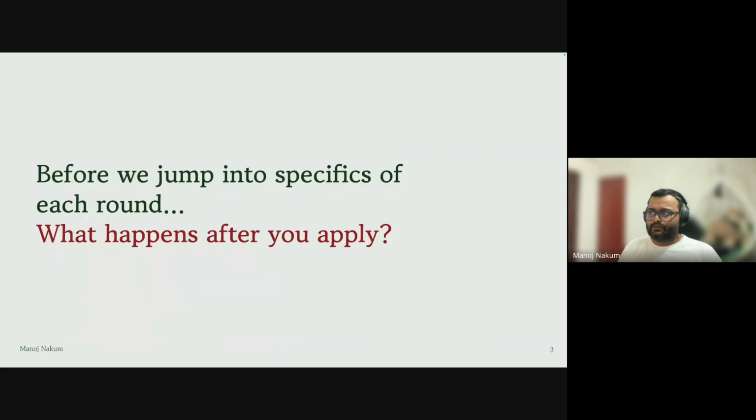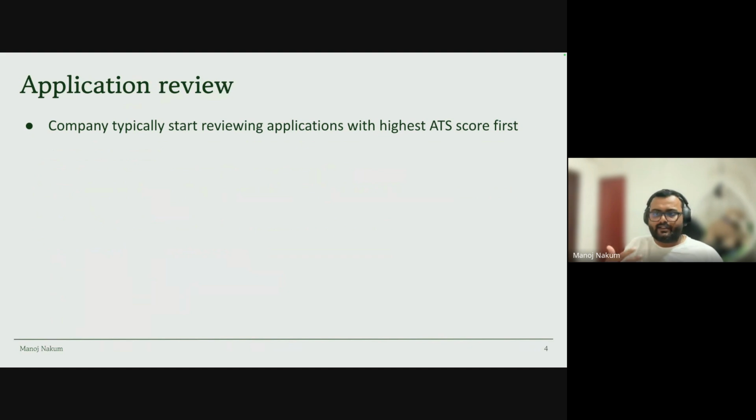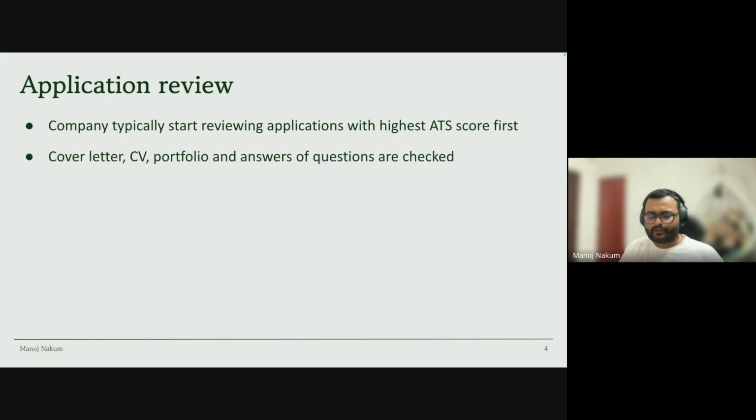Now, before I start from the first round, the screening round, let me tell you what happens as soon as you apply. Okay, so generally you apply on the portal, the company's hiring manager reviews the application, typically sorted from high to low by the ATS score that they get from the system. Then they review the questions that are asked around the CV and portfolio. Some companies follow the structure of including questions in the application itself, or some companies just take the application and send you a Google form as well. So it can be any mode, depending on the company.